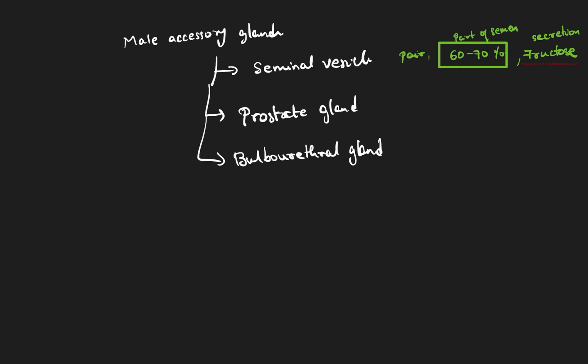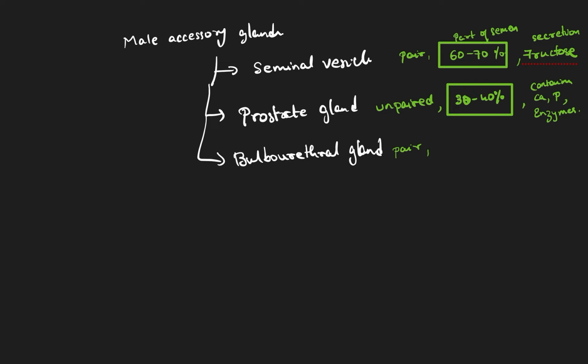And then the prostate gland is unpaired, whereas the first one was present in a pair, right? This secretes 30 to 40% of the part of the semen. Its secretions contain calcium, phosphorus, that is phosphate, and some enzymes, etc.